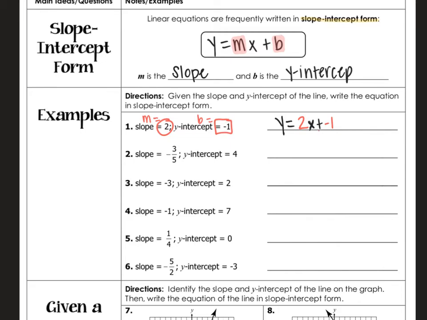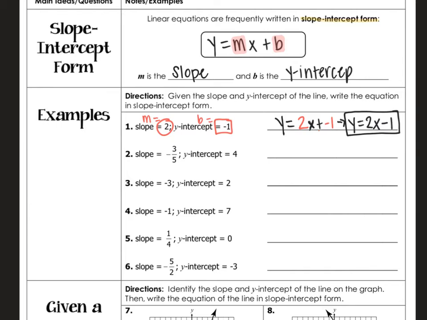Now we need to clean this up a little bit because this says plus -1. So we're going to rewrite this as y equals 2x, and then plus -1 is the same as -1. So this is our slope-intercept form. So really we're going to take out the m, put in the slope, and then take out the b and put in the y-intercept. All right, so let's look at number 2.